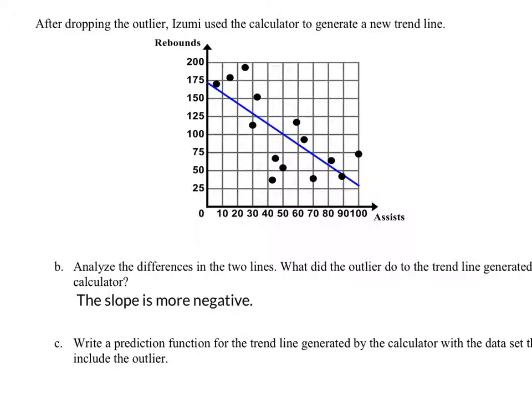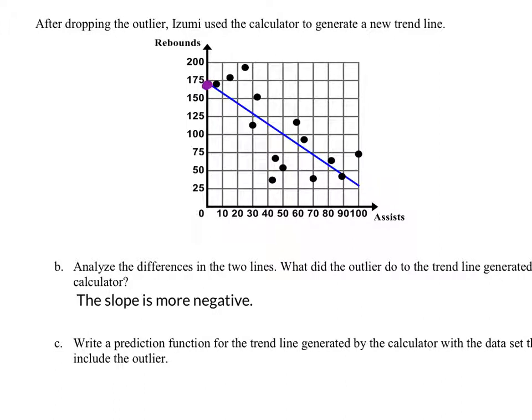And that should make sense, right? I mean, if this point was about right here, it should alter that line something like this, which is about what it was. Write a prediction function for the trend line generated by the calculator with the data set that was given, but it does not include the outlier. So it's the one that's given right here.